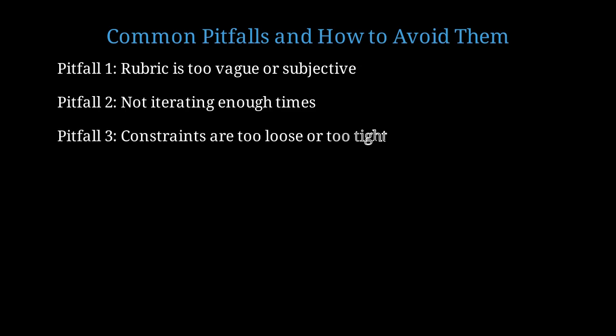Pitfall 3. Constraint calibration. Too loose and you get impractical ideas. Too tight and you get no creative diversity. Solution: start tight, then loosen constraints in later iterations if needed. Pitfall 4. Relying purely on AI without domain expertise. The AI doesn't know your specific context. Solution: you must provide domain knowledge in your prompts and validate scores against reality.